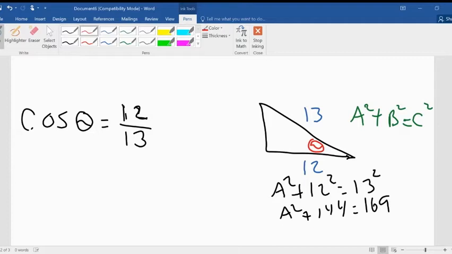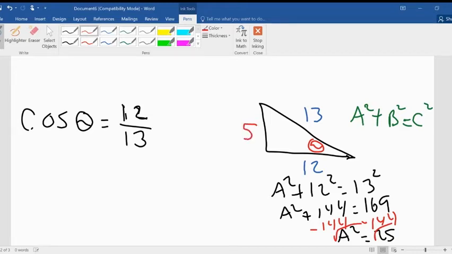We're going to subtract 144 from both sides of the equal sign. So that means your a squared equals 25, because 169 take away 144 is 25. But to get a, we've got to take the square root. Remember that. So we're going to take the square root of both sides. So the square root of 25 is 5. So that means this side here, this a, is 5.